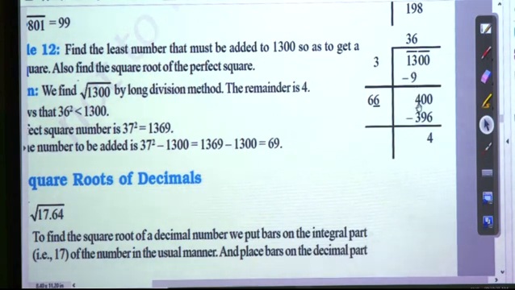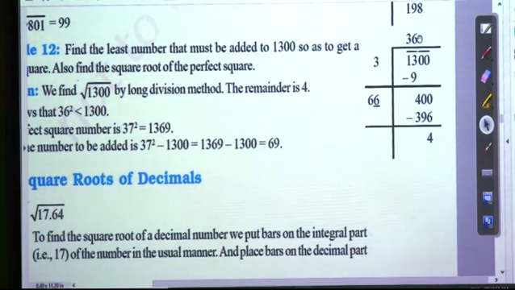13 minus 9, what is the remainder? 4. Next group comes down, that is 0, 0. This becomes what? 400. Now double of the quotient, double of 3 is 6 and one blank is present here. In that blank we have to fill a digit, and here you can see, as it has been explained previously, we are guessing for a digit here and we have guessed for 6.